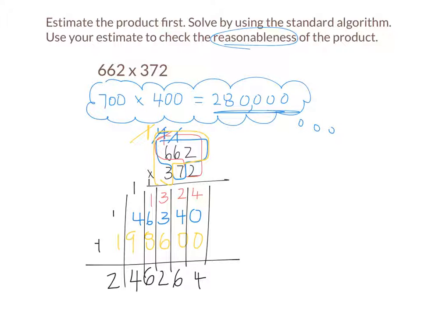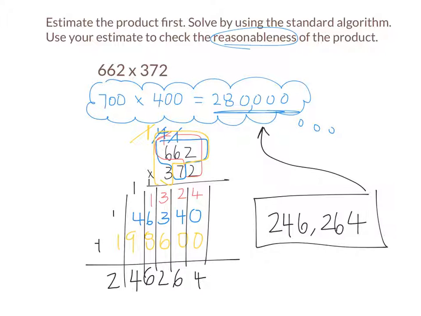Our product, I'm going to rewrite it over here. I have 246,264. Is it in the range of our estimate? Yeah. And in fact, is it less than our estimate? Yeah. And did we want it to be less than our estimate? Yeah. So we can feel pretty good about our answer.